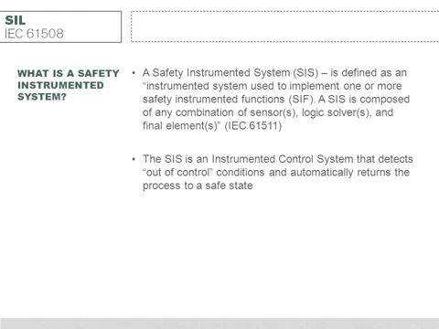This is the whole system that is composed of safety instrumented functions, as we saw in the graphic on the last slide. In essence, the SIS is an instrumented control system that detects out of control conditions and automatically returns the process back to a safe state. Again, this is a system, and the entire system must work together to reduce risk by bringing the individual elements back to a safe state when necessary.